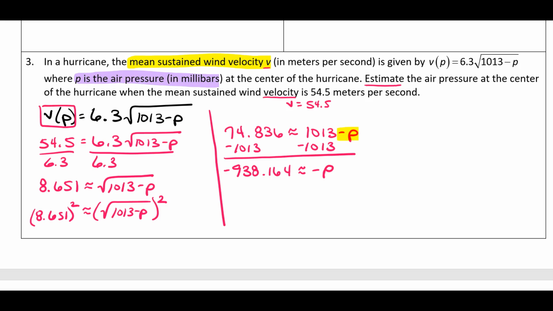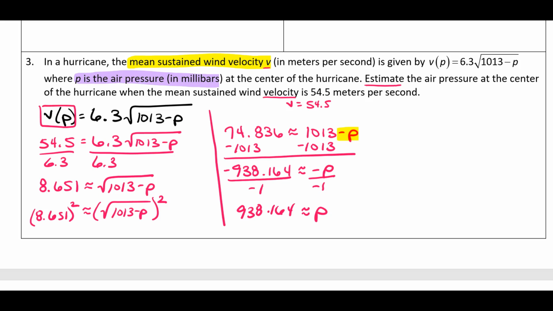That belongs to him. So we're not quite done, and hopefully you would know that's not done because we couldn't have a negative air pressure. That doesn't really make sense. So now we're going to divide by a -1, and that's going to give us 938.164 is approximately p. So we now need to go back and answer the question, attach our units, don't leave naked numbers.